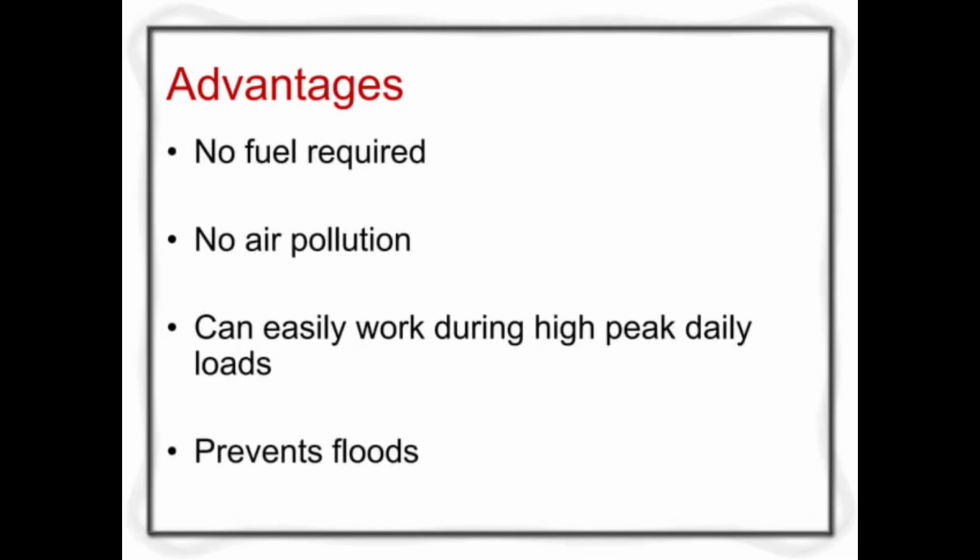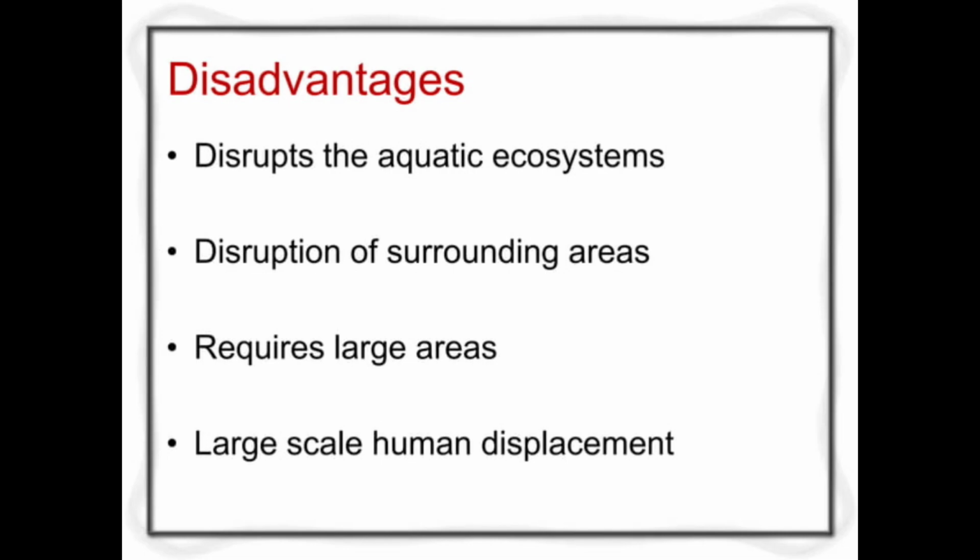Advantages of this hydroelectric power plant are: no fuel is required, no pollution, it can easily work during high peak daily loads, and it prevents floods. The disadvantages of the hydroelectric power plant are that it disrupts the aquatic ecosystems. Disruption of surrounding areas requires large areas and large scale human displacement.